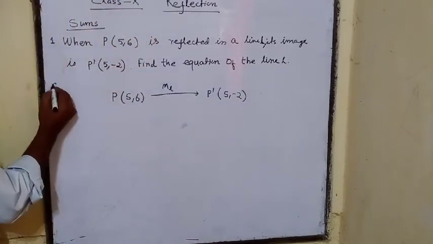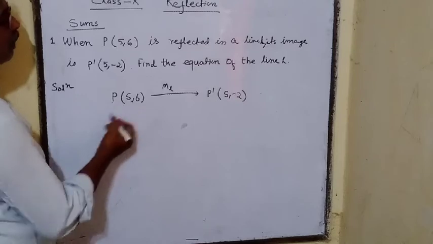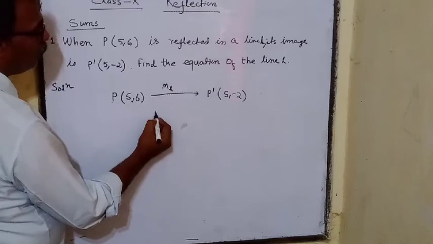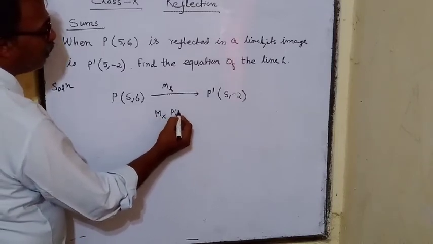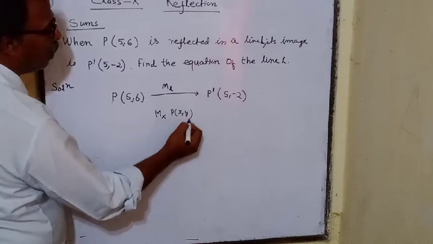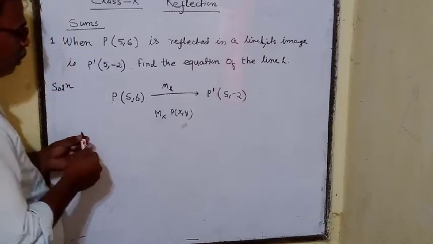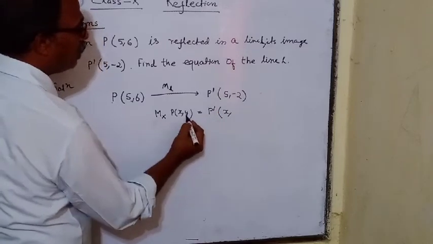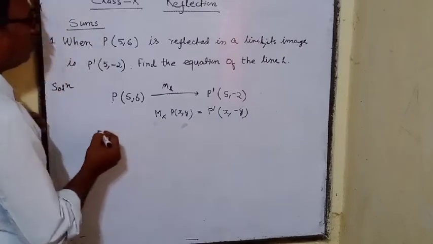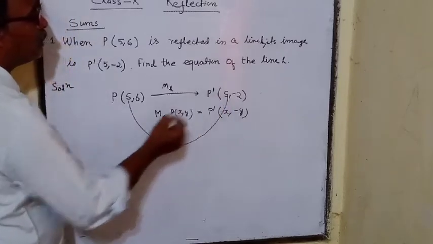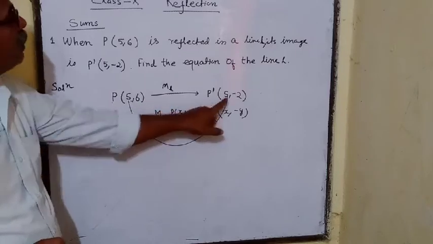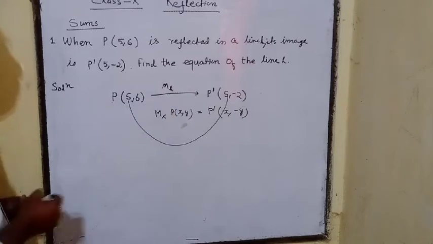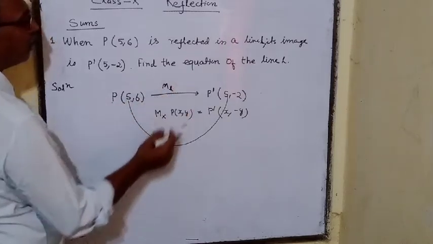So we'll see the solution. P is (5, 6). When reflected in L, then its coordinate is this much. As you know, when reflection of P is done in x-axis, then P dash's x value remains the same and sign of y changes. So if we compare this to what we are finding, 5 is same, but here it is 6, here it is minus 2. So this line cannot be the x-axis. Line will be parallel to x-axis.